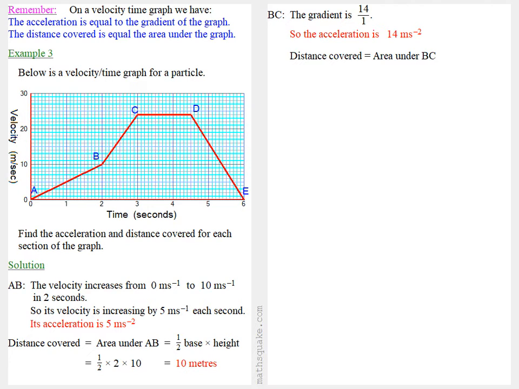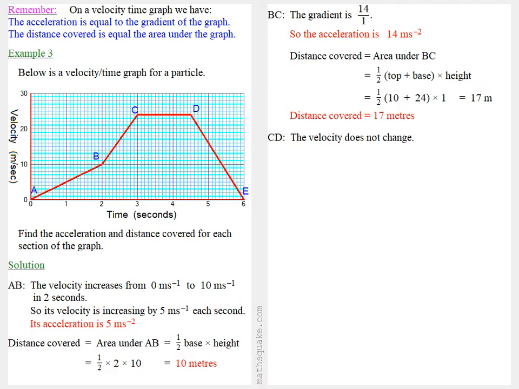Now the distance covered is the area under BC. Now this is a trapezium, so the area is a half times the top plus the base times the height. Now the trapezium is on its side, so the top is 10 and the base is 24, the height is 1. So the area is a half into 10 plus 24 times 1, which is 17 meters. So the distance covered is 17 meters.